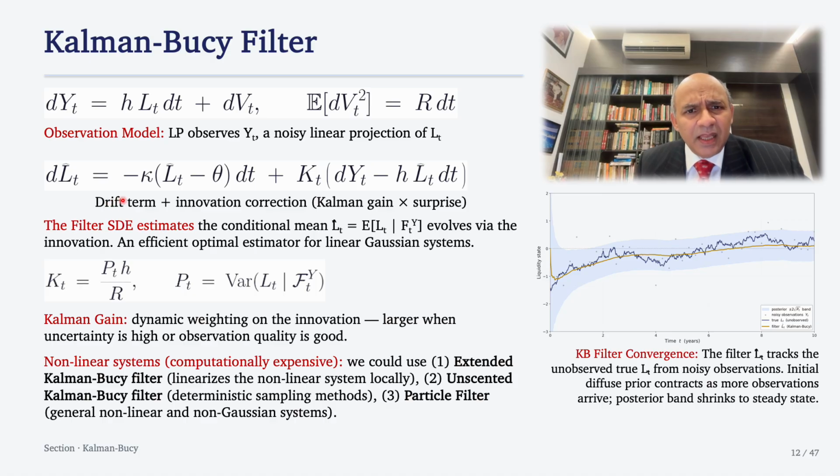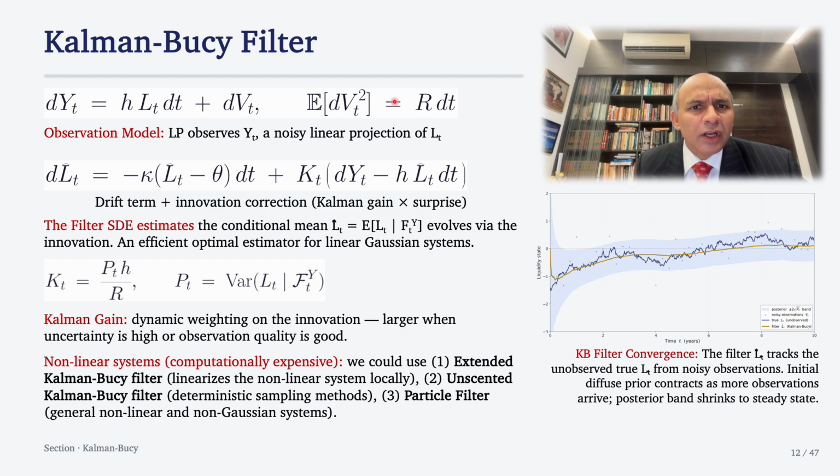The drift term in the SDE filter estimate is over here, and the innovation correction is over here with the surprise and the Kalman gain. Now, the Kalman gain is really the dynamic weighting on the innovation, and it's larger when uncertainty is high or observation quality is good. You can see that if we have assumed the Gaussian state here.